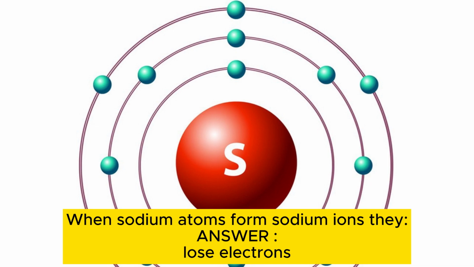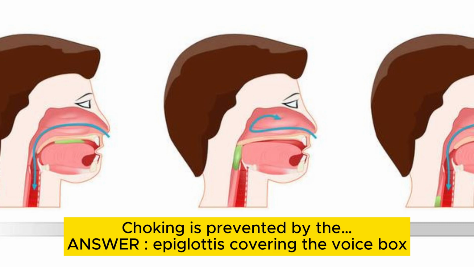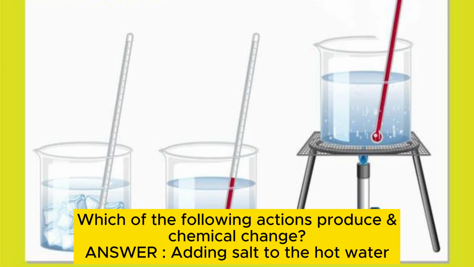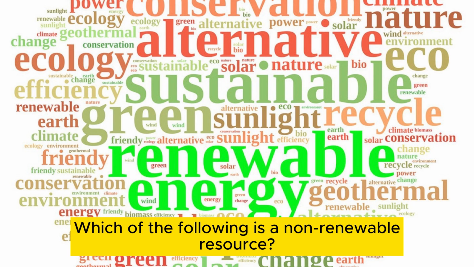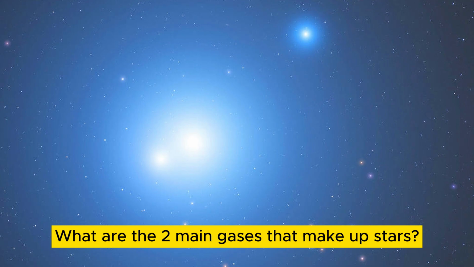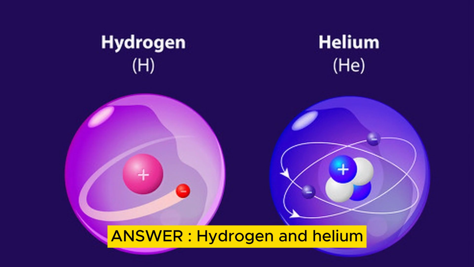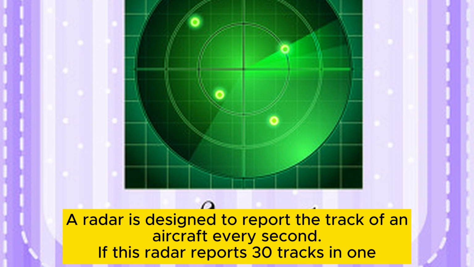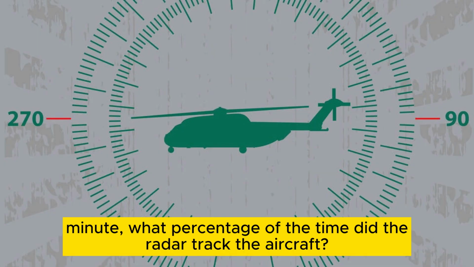When sodium atoms form sodium ions, they do what? Answer: lose electrons. Choking is prevented by the what? Answer: epiglottis covering the voice box. Which of the following actions produce a chemical change? Answer: adding salt to the hot water. Which of the following is a non-renewable resource? Answer: copper. What are the two main gases that make up stars? Answer: hydrogen and helium. A radar is designed to report the track of an aircraft every second. If this radar reports 30 tracks in 1 minute, what percentage of the time did the radar track the aircraft?